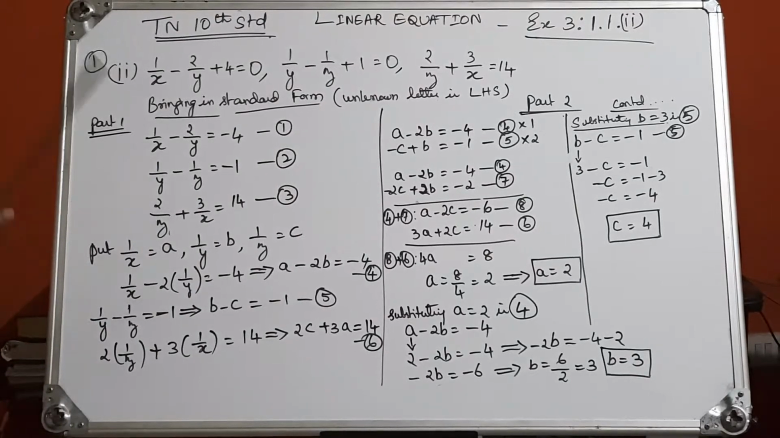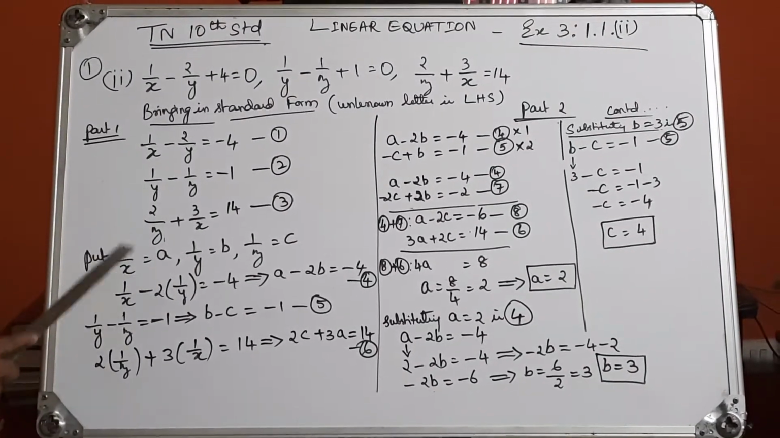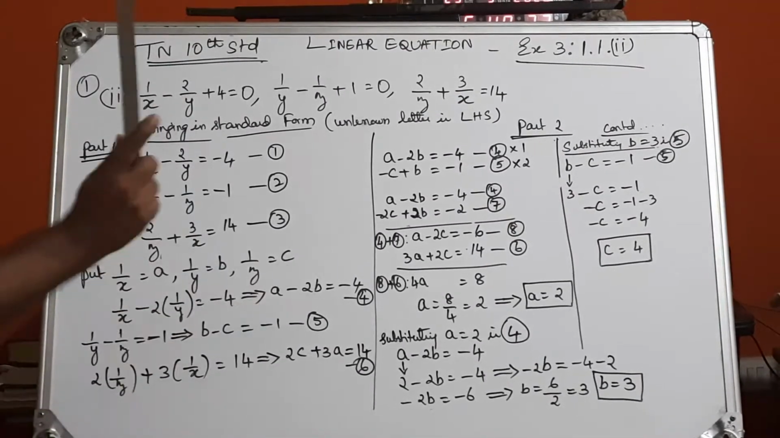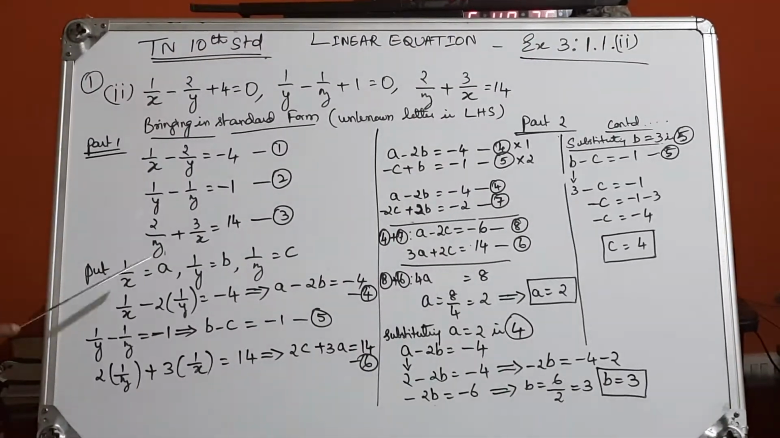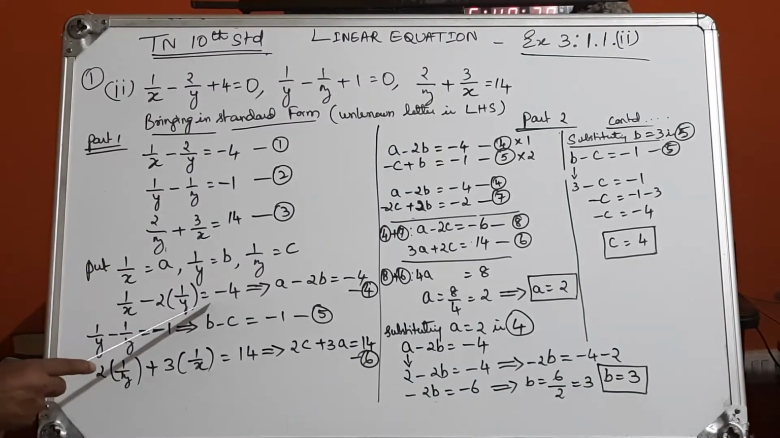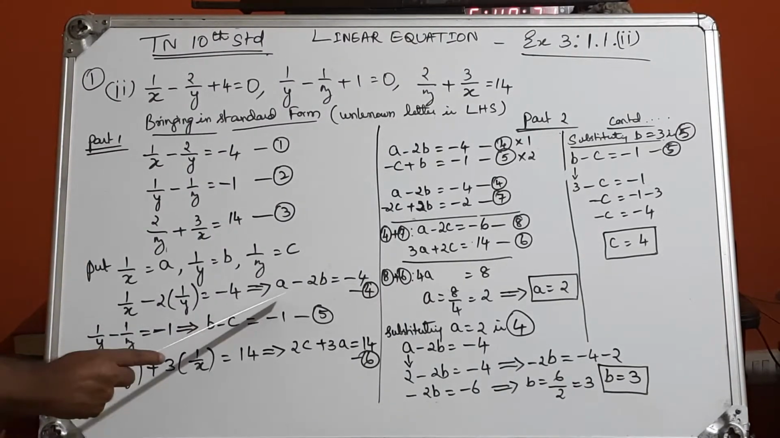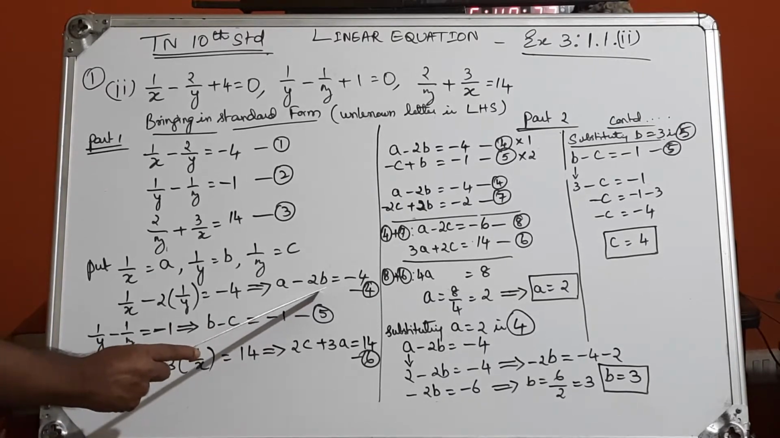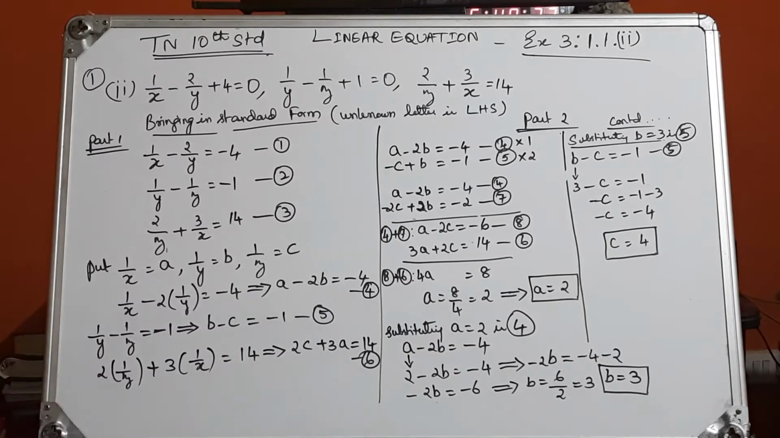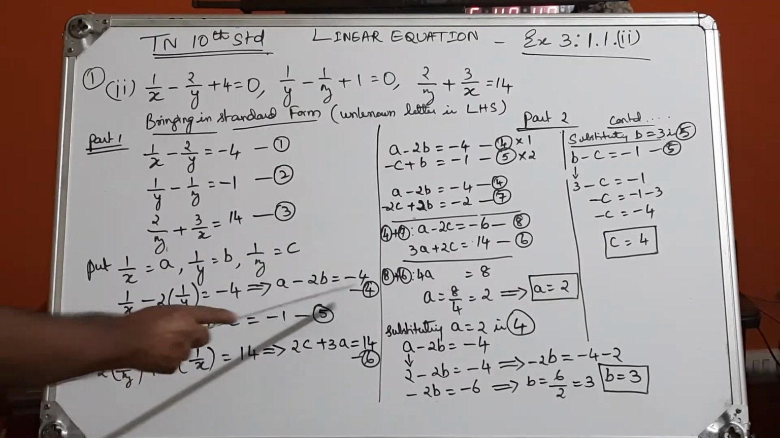When x, y and z come in the denominator, you put 1 by x as a, 1 by y as b and 1 by z as c. So we substitute: 1 by x minus 2 into 1 by y equal to minus 4. 1 by x we put as a and 1 by y we put as b. You get a minus 2b equal to minus 4. Call this equation number 4. So you convert this equation into a, b and c.